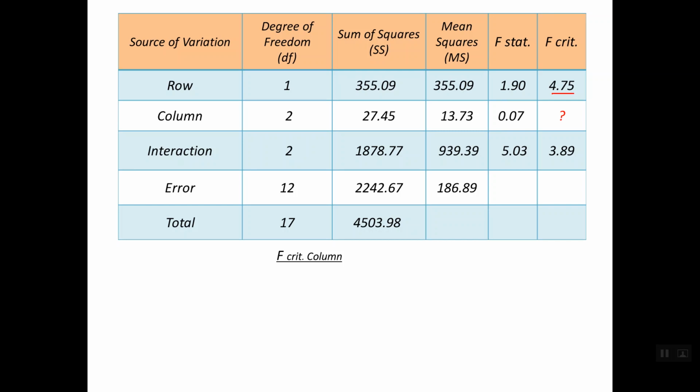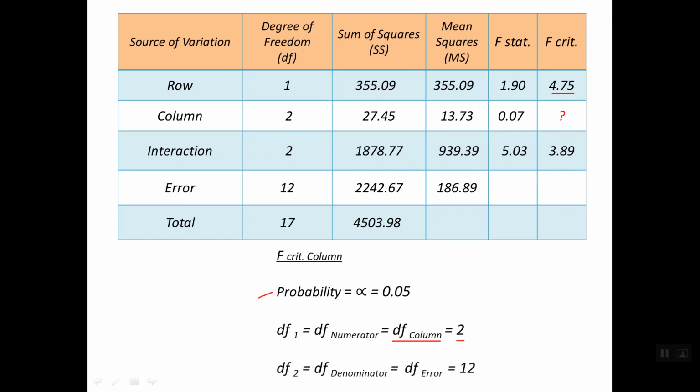The last missing is the F critical for the second factor. With the same method, same technique, we should know the probability. It is already known and given. And regarding the first degree of freedom, it is the degree of freedom of the second factor, which is equal to 2. And regarding the second degree of freedom, it is fixed. It is the degree of freedom for the error, which is 12.